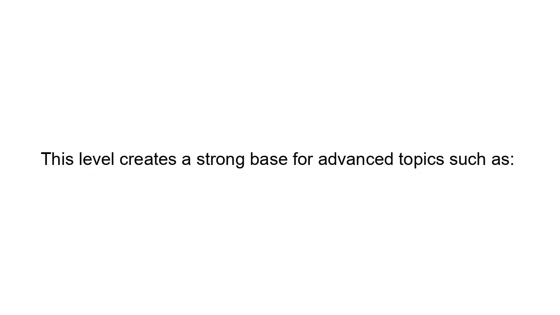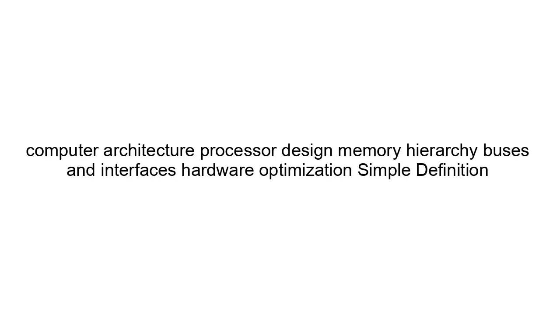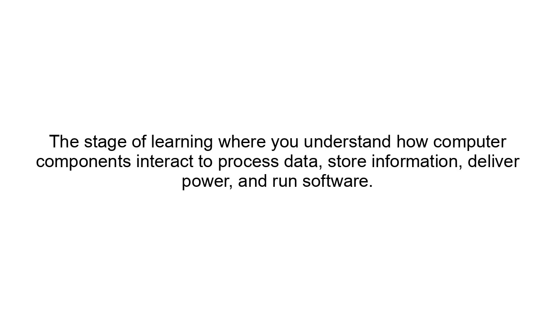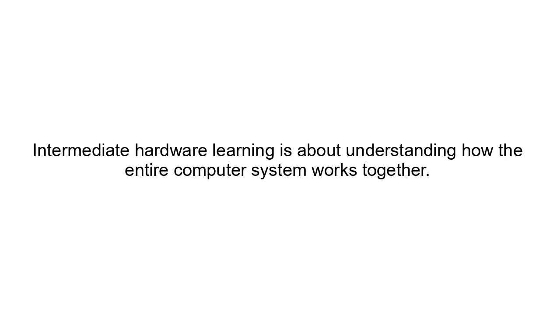This level creates a strong base for advanced topics such as computer architecture, processor design, memory hierarchy, buses and interfaces, and hardware optimization. Simple definition: intermediate hardware understanding is the stage of learning where you understand how computer components interact to process data, store information, deliver power, and run software.